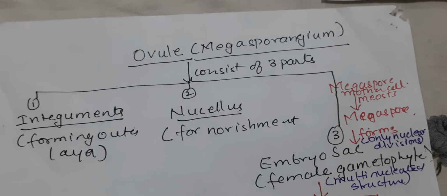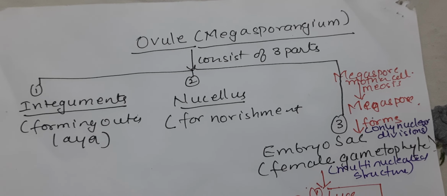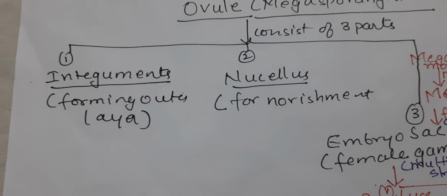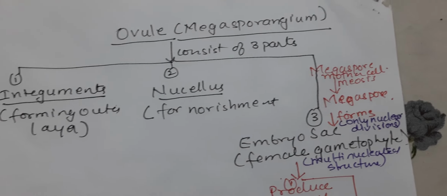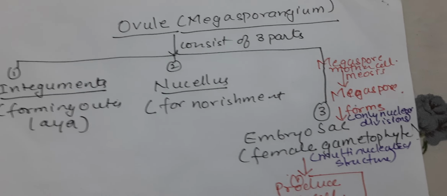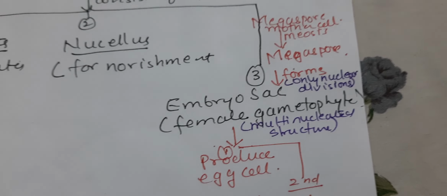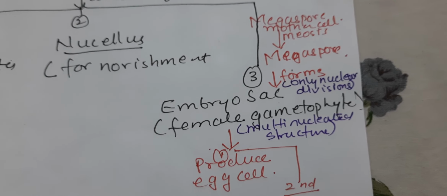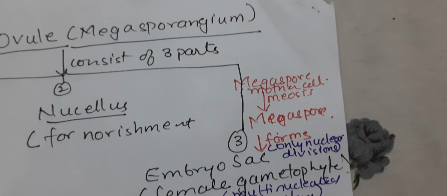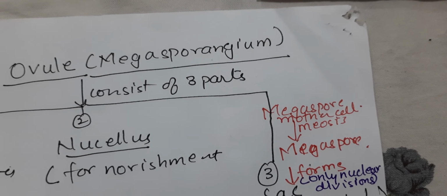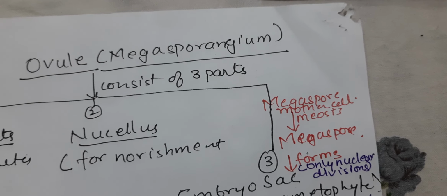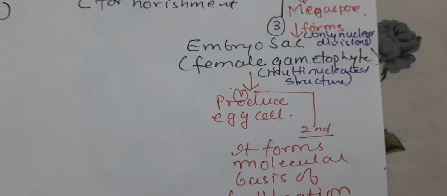Okay, so again in short, if we revise that, the female reproductive part has the ovary, which consists of the ovule. And if you look at the ovule, it consists of three parts: the integument, the outer layer, the nucellus, the inner cell mass for nourishment, and then we have the embryo sac. So how is the embryo sac formed? It is formed from the megaspore, and the megaspore is formed from the megaspore mother cell, and these are formed from the sporogenous cells.